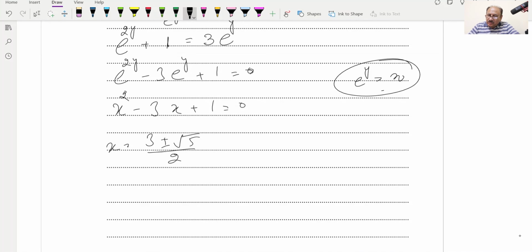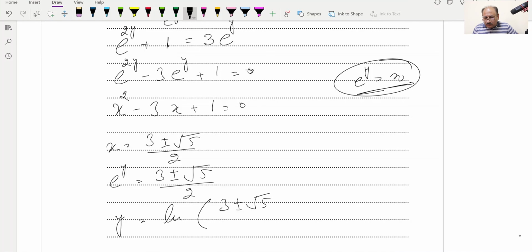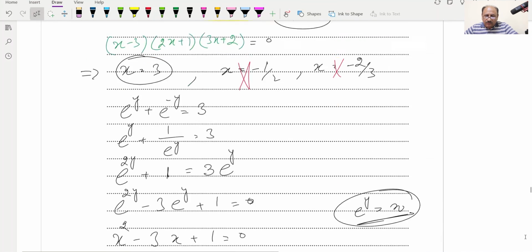Now x we know is equal to e raised to y, so we can replace e raised to y is equal to 3 plus minus under root 5 by 2, and we can take log on both sides to get rid of e. So y and log will be cancelled, so it will be log of 3 plus minus under root 5 by 2, and this will be the exact value which we were looking for.